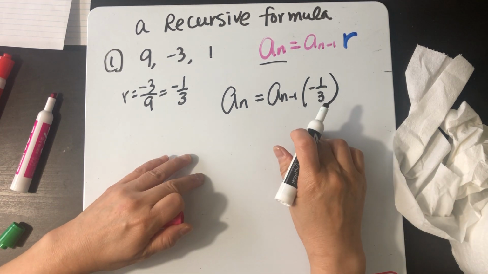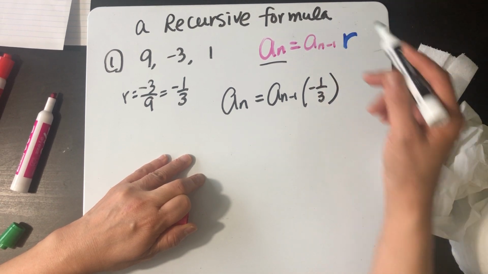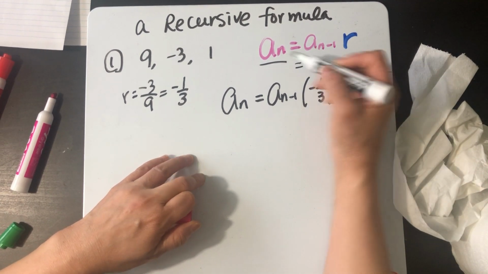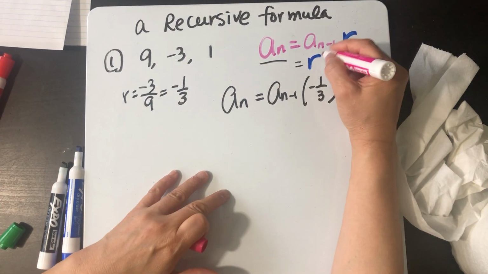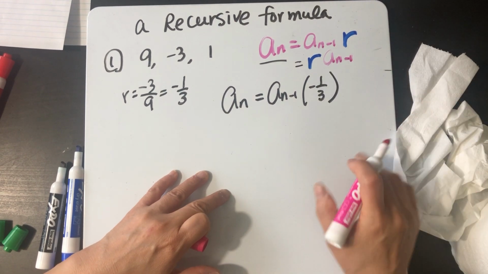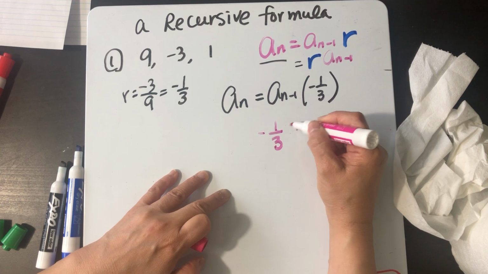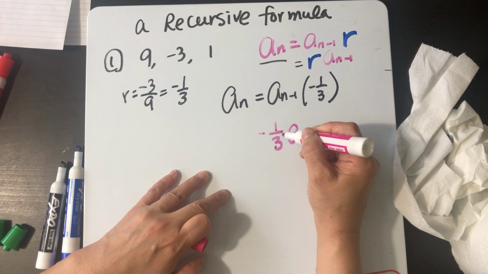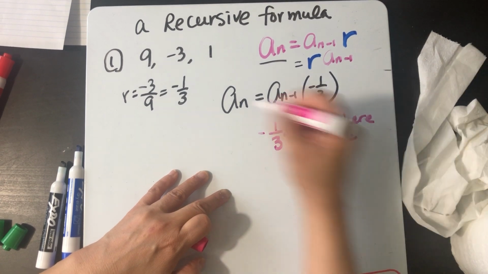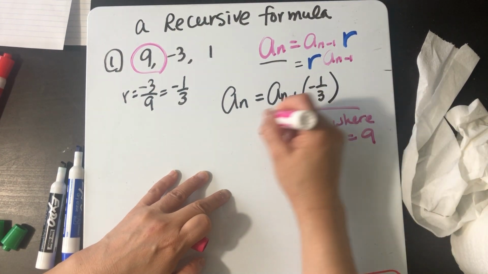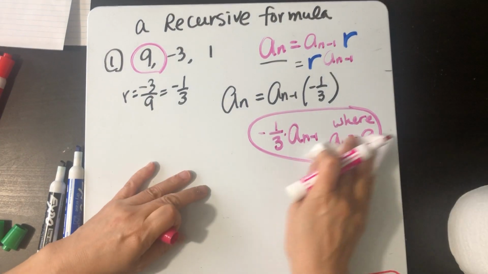Oh, this is not complete. Well, this doesn't look nice. So what we want to do is write r first here. So let's write it like that. So this will be r and a sub n minus 1. That's better. So this one will be negative 1 over 3 times a sub n minus 1. And then you have to say where a1 is 9. So this will be the complete answer. Okay, let's do another one.